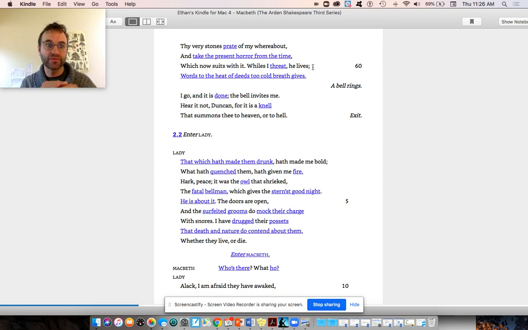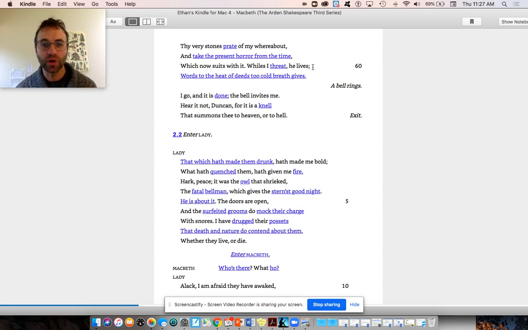So he's like, don't even let the stones talk about where I'm going, and take the present horror from the time which now suits it. So he's like, don't allow the horror that is happening right now to escape this moment and get into the future. So this focus on time is really important in the play, like I'm saying. And he's saying, let's keep all the evil in this one dark moment where there's all this crazy imagery. But there's so much amazing imagery in that soliloquy. I mean, that is an amazing soliloquy.